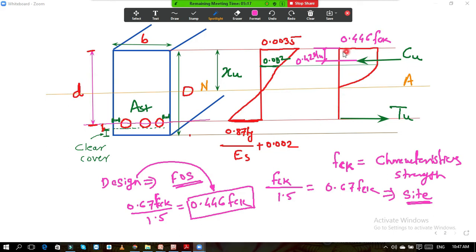And why we are using the stress in concrete at the topmost level? Because the fibers above the neutral axis are subjected to compression, and we know that concrete is very strong in compression. Concrete will take all the compressive stresses and all the compressive forces. So the resistance to the compressive forces will be provided by the concrete. Therefore, at this topmost level we will consider the stress in the concrete.